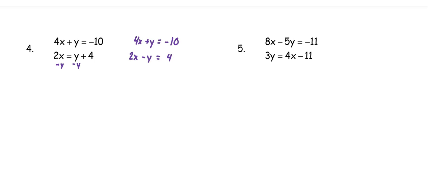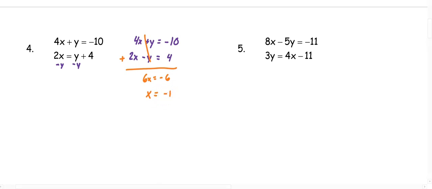Now that everything's lined up, I look and see, do I have opposite coefficients? Well, the y's are negative y and positive y, so they cancel out. When I add my equations, I get 6x equals negative 6. Divide by 6, x equals negative 1.